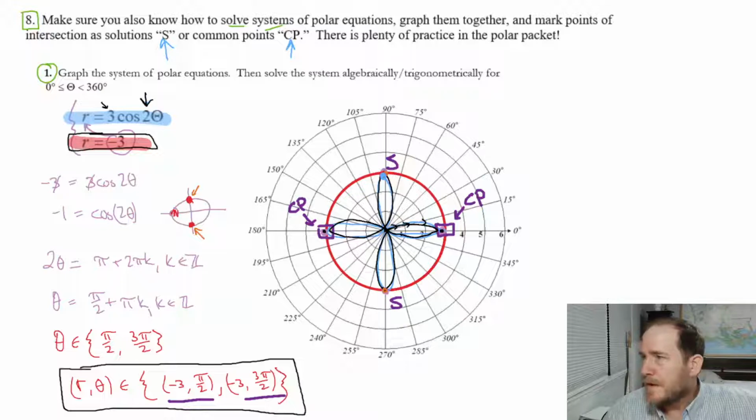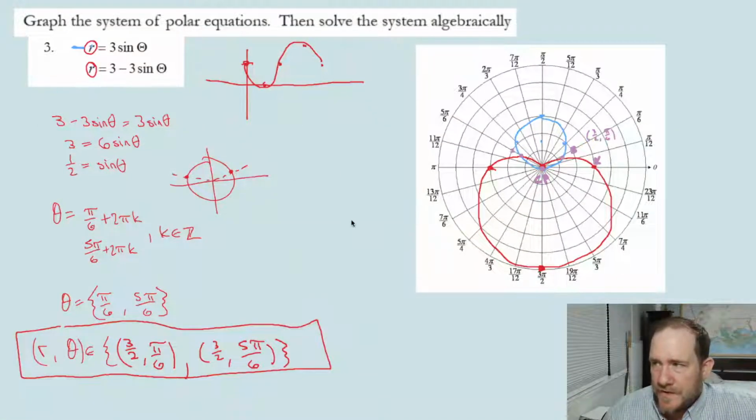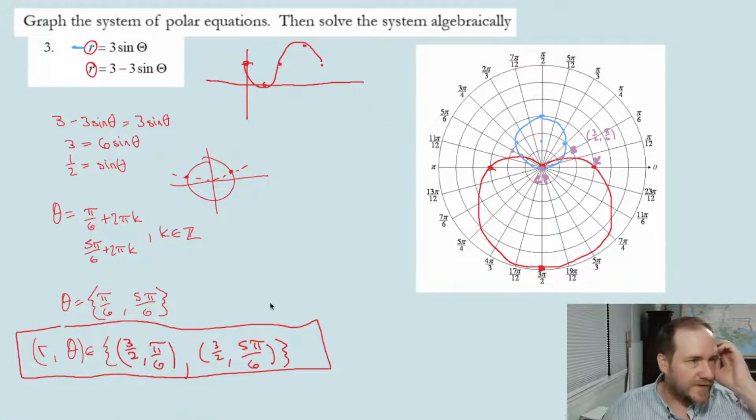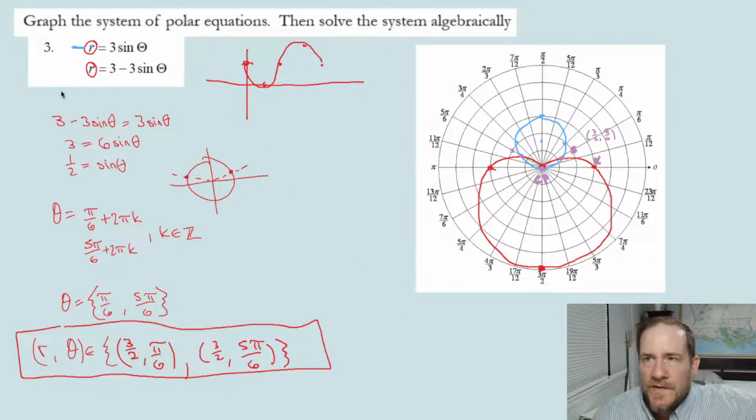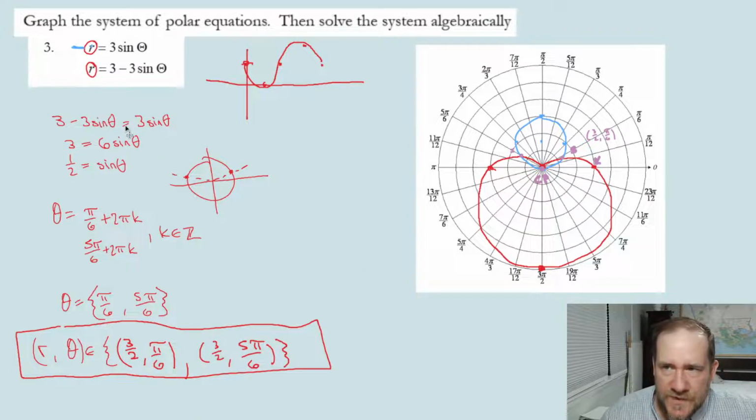Moving on. Hey, look, it's another problem that I already did while the computer wasn't paying attention. So let's look at how this one went. We took the two r expressions and set them equal. I added 3 sine to get 6 sine. I divided by 6 to get a half.